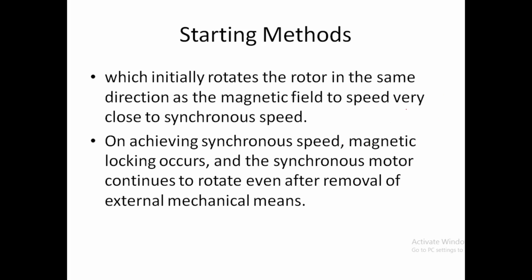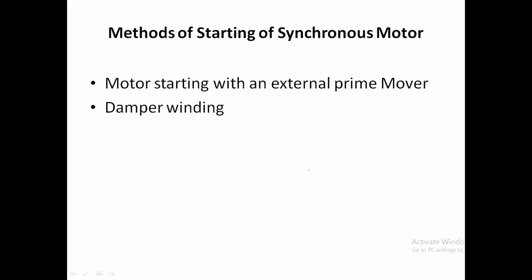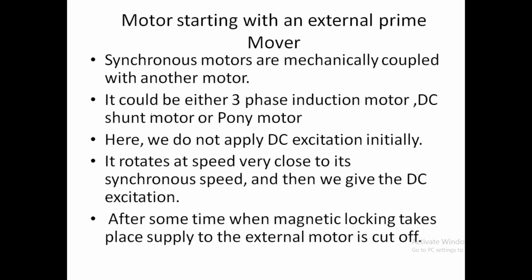So we are using some starting methods which initially rotate the rotor in the same direction as the magnetic field, that is, in the direction of the rotating stator field, with a speed close to synchronous speed. On achieving the synchronous speed, magnetic locking occurs and the synchronous motor continues to rotate even after removal of the external mechanical means. For that there are mainly two methods: one is motor starting and another one is damper winding starting.